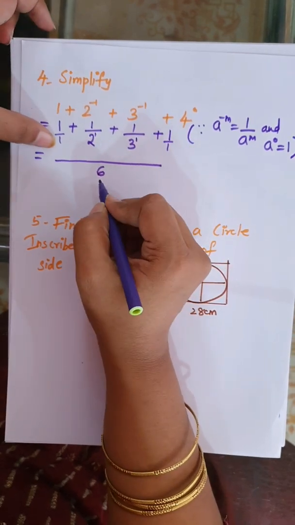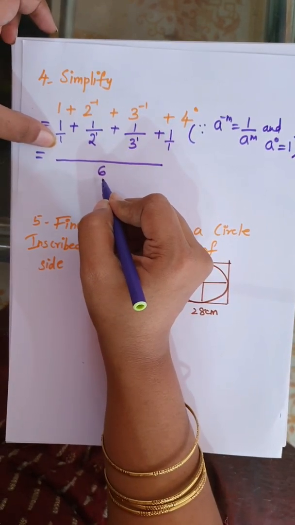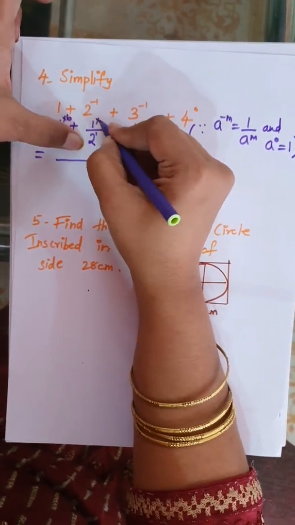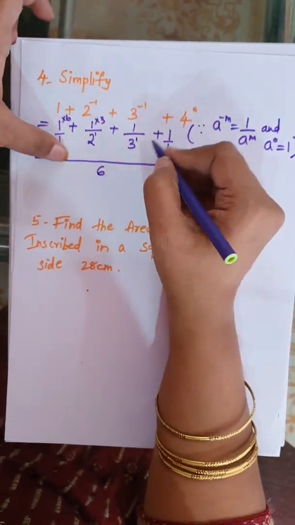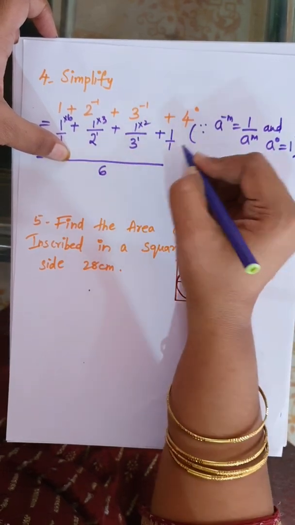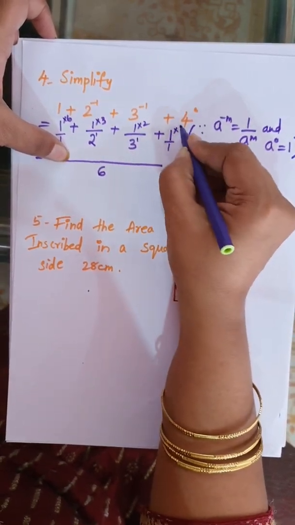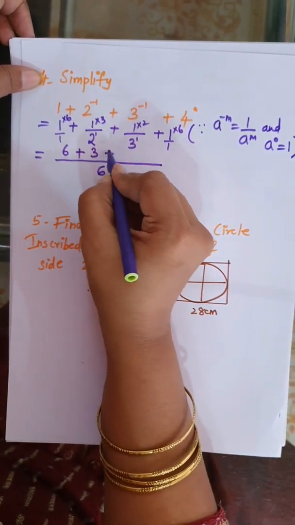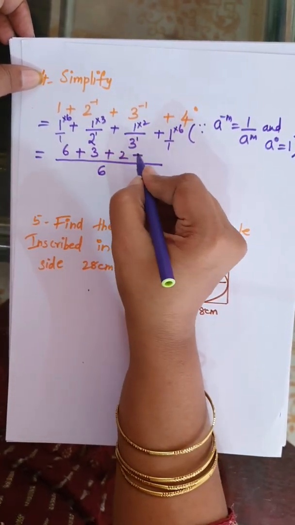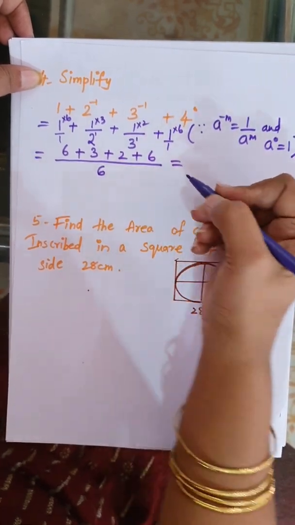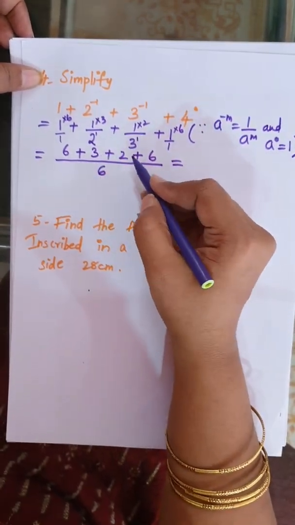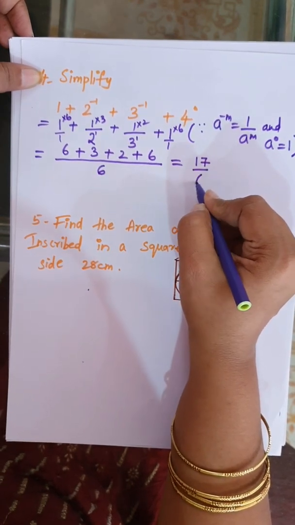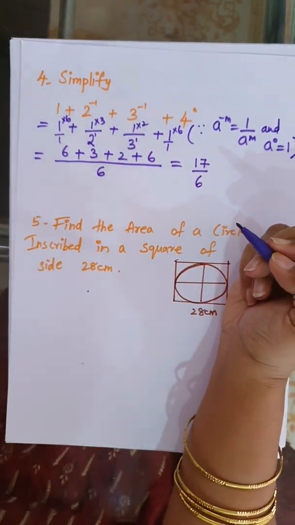6. See the denominators. 6 in 1's table, 1 6 is 6. 2 in 6's table, 2 3s are 6. 3 in 6's table, 3 2s are 6. So 1 6 is 6, plus 3 1s are 3, plus 2 1s are 2, plus 1 6 is 6. So it is 12, 13, 14, 15, 16, 17. 17 by 6.